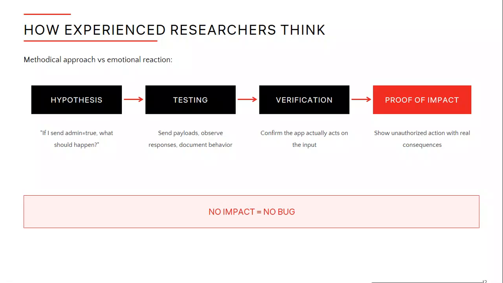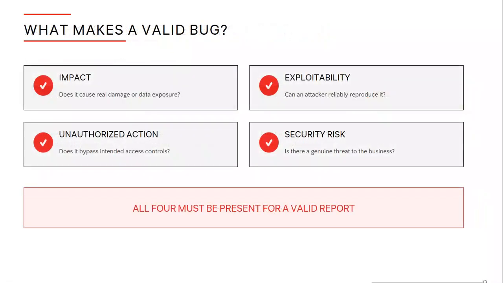So no impact equals no bug. When you can't provide impact, you can't prove that there is a bug on that application. So what makes a valid bug? Impact: does it cause damage or data exposure, like API keys, user data, PII, that's personally identifiable information. Exploitability: can an attacker reliably reproduce this? If you can't reproduce this, then that's not even a bug. You have to be able to reproduce whatever you find. Unauthorized action: does it bypass intended access controls?